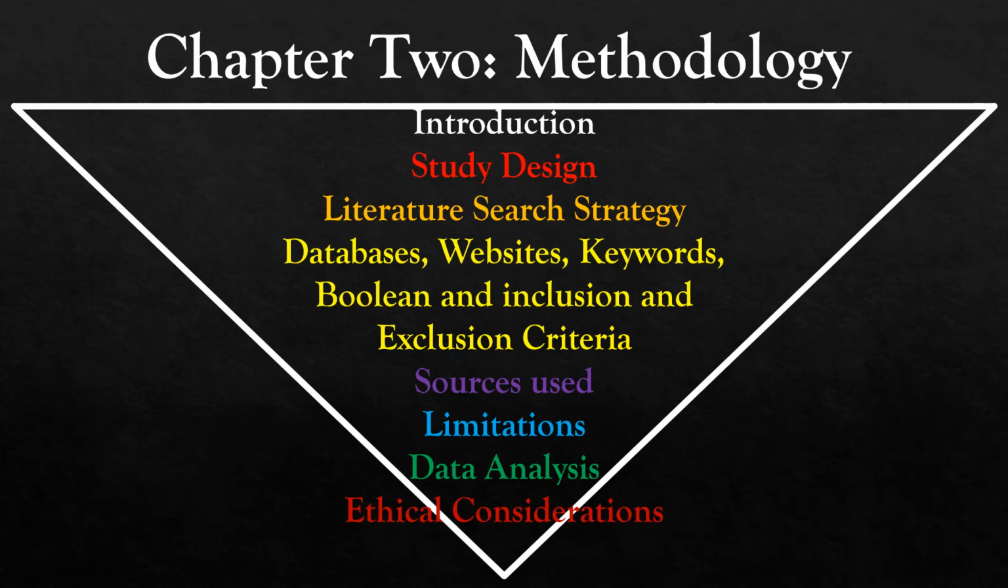Your Chapter 2 will broadly consist of these sections. You'll have a mini introduction, discussion about your study design, your literature search strategy, your databases, websites, keywords, Boolean and inclusion and exclusion criteria. We'll look at the sources you used, the limitations of the entire approach, your data analysis, and any ethical considerations. And we'll go through each of these aspects in more detail.